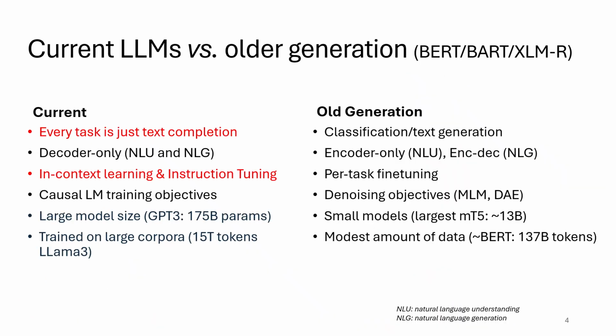Now, this current generation of models, starting with GPT and then Llama and other models, are different from the older generation of models, by which I mean models like BERT or BART or XLMR. So how are they different? In the current set of models, every task is just text completion. Whereas with the older generation, you would have a general pre-trained model, but then you would have a classification head or a fine-tuning process for text generation, etc. The current models are mostly decoder-only models, and they do both NLU, natural language understanding, and NLG, natural language generation.